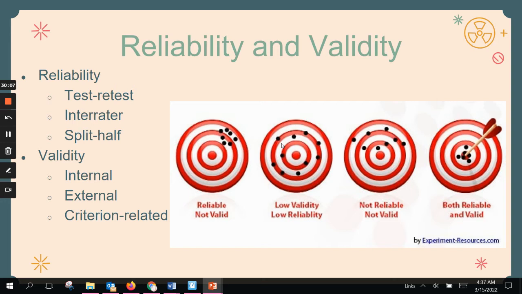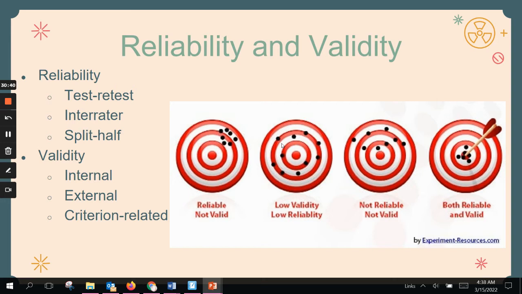So if we think back to like the SAT essay, so you get a score, you have three people who score the essay. If it has interrater reliability, it means that all three people give you about the same score. And then we have split half reliability. And this is where you split the test in half and each of your questions are kind of matched. And your performance on one half of the test should be about the same score as your performance on the other half of the test.